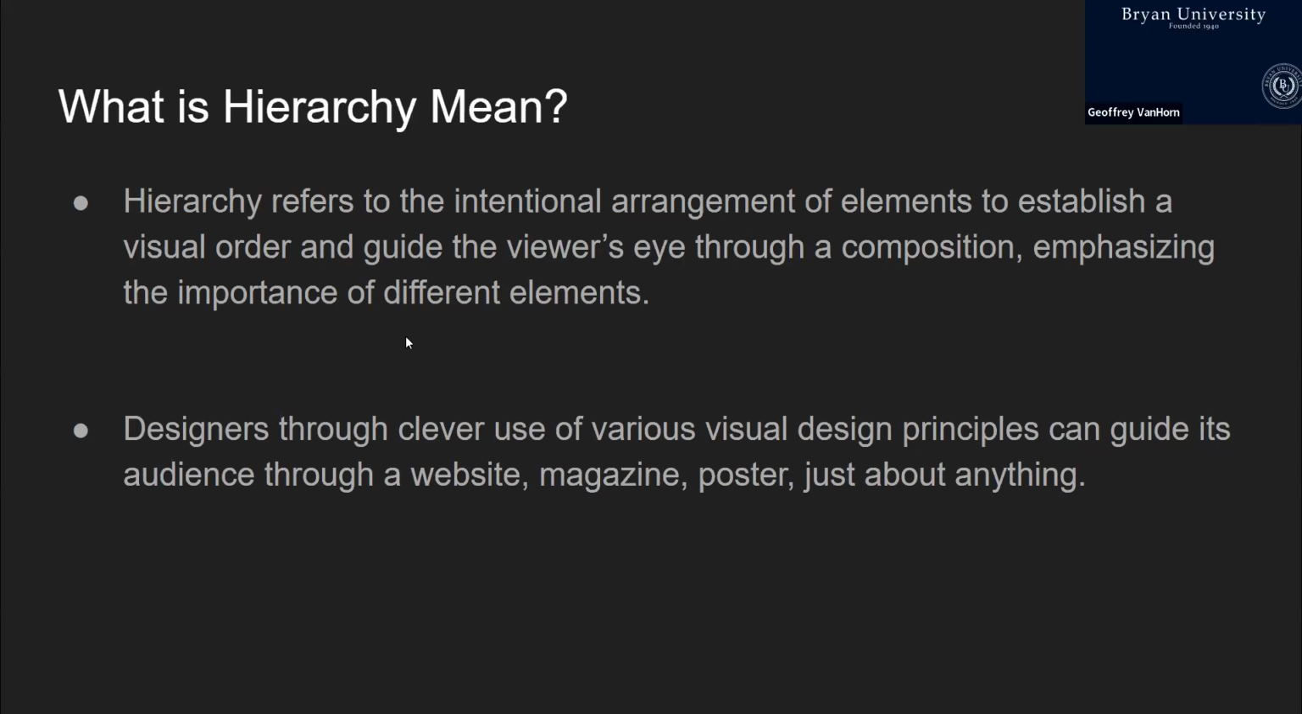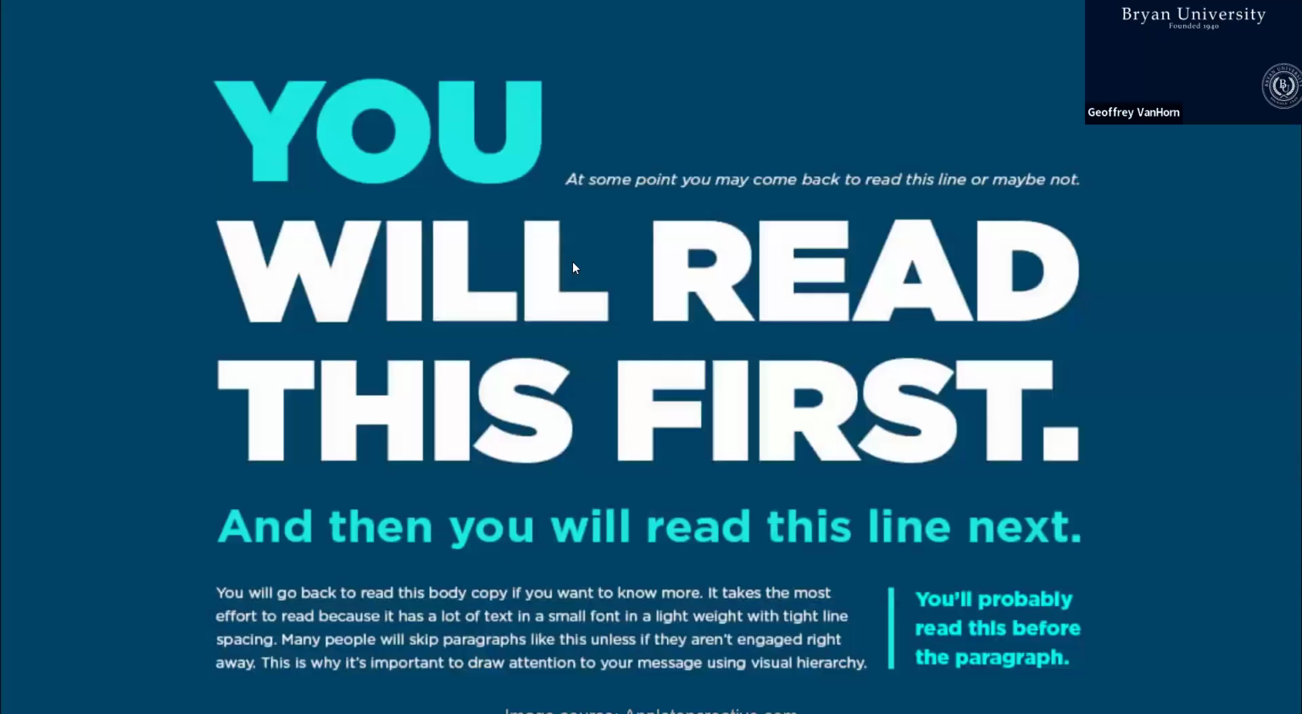So let me show you an example of how hierarchy can kind of guide your user, right? Whoops, a little too sensitive on the scroll wheel. So looking at this, you're going to read this first. You will read this first, and then you'll read this next line. And then you'll probably read this before the paragraph. You might even come back up to read this before this, right? Just because of how much empty space this is, you might come back up here and read that.